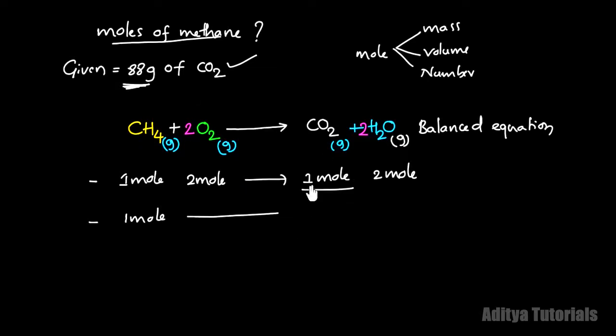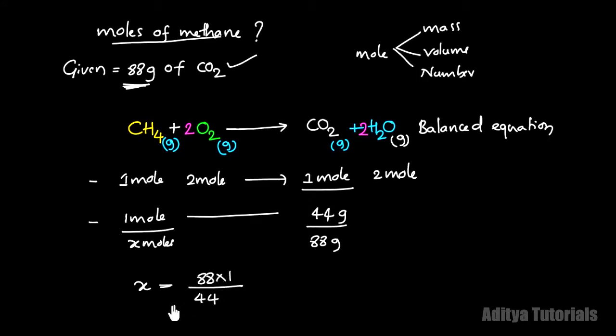Therefore, mass of 1 mole of carbon dioxide is 44 grams. So 1 mole of methane gives 44 gram of carbon dioxide. So x moles of methane react with any amount of oxygen and produce 88 gram of carbon dioxide, and for that x is equal to, cross multiply, 88 into 1 divided by 44. This is 44 ones and 44 twos, that is equal to 2 moles of methane.